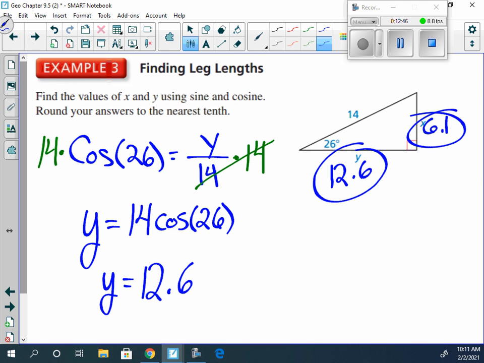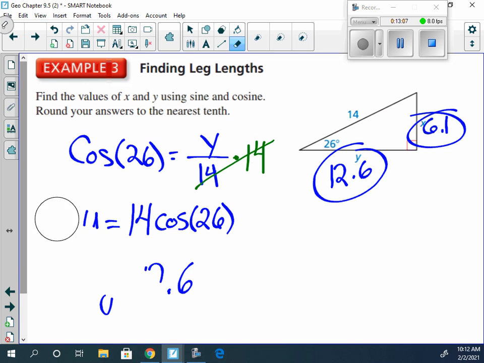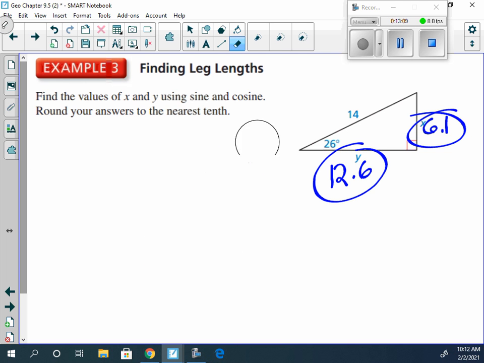Questions on this here? Is there any way that we could have found y without using cosine? Yes. Right, because those three angles add together to be 180, yes?